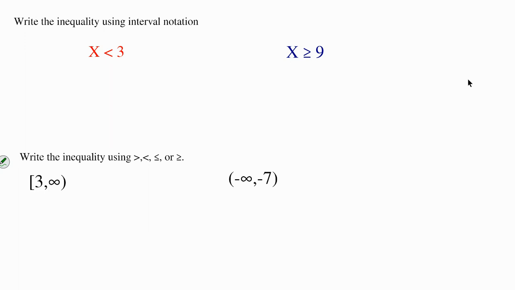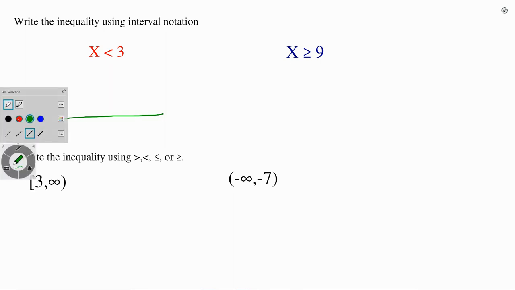Try these ones now. So we're going to go backwards again. So here I've got an inequality, and I want to write it as an interval, so using interval notation. So I'm going to start by doing a little number line here. So for this one, I'm looking at x is less than 3. So let's change colors. So I have 3, 4, 2.